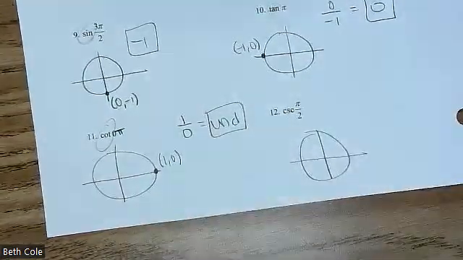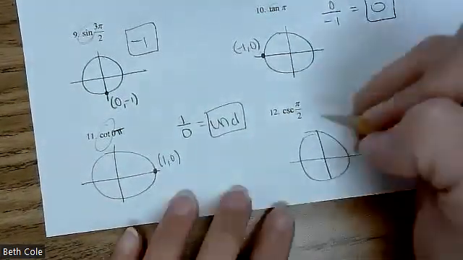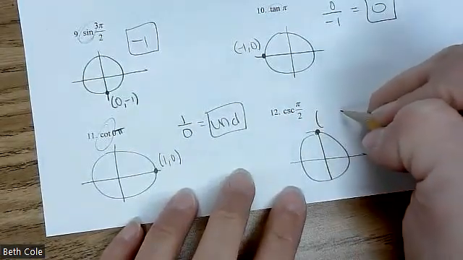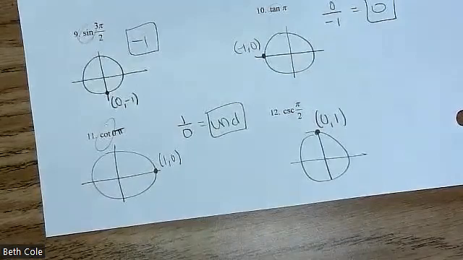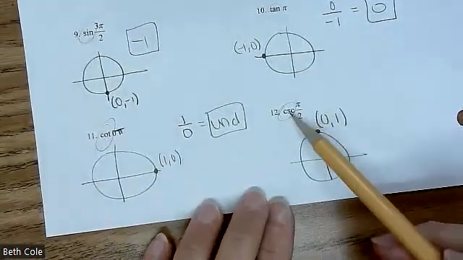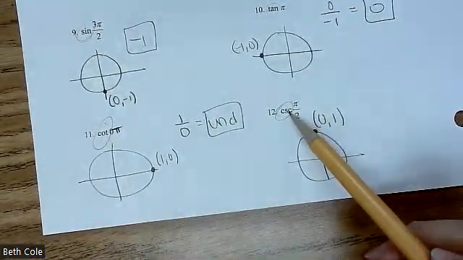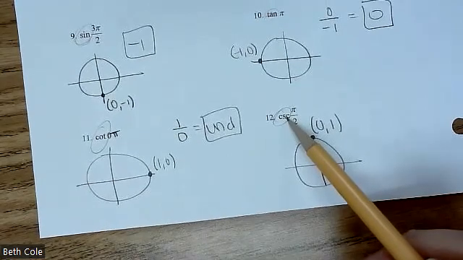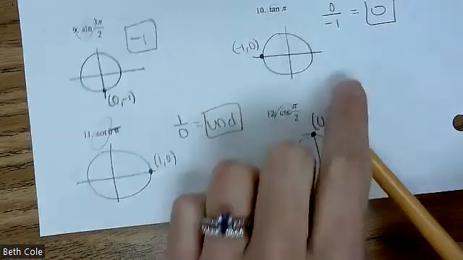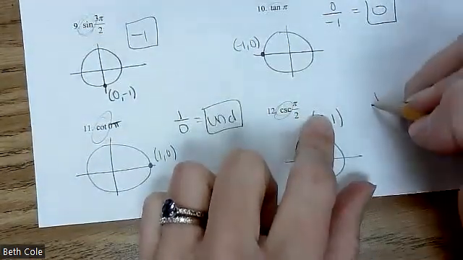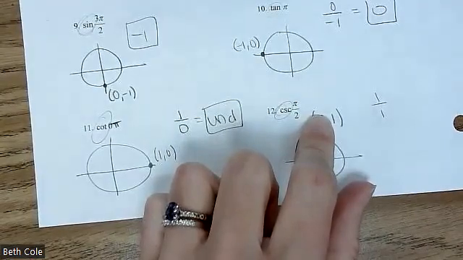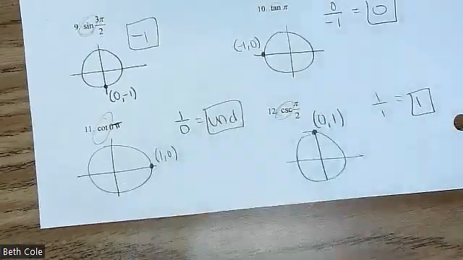And then where's pi over 2? Up, down, left, right. Up. What's the point? 0, 1. That's the work. Cosecant is how you answer the question. Cosecant means you're going to flip x or y. Means you're going to flip y. Now, y is 1. If you flip 1, that would be 1 over 1, which is 1. So just 1 for that.